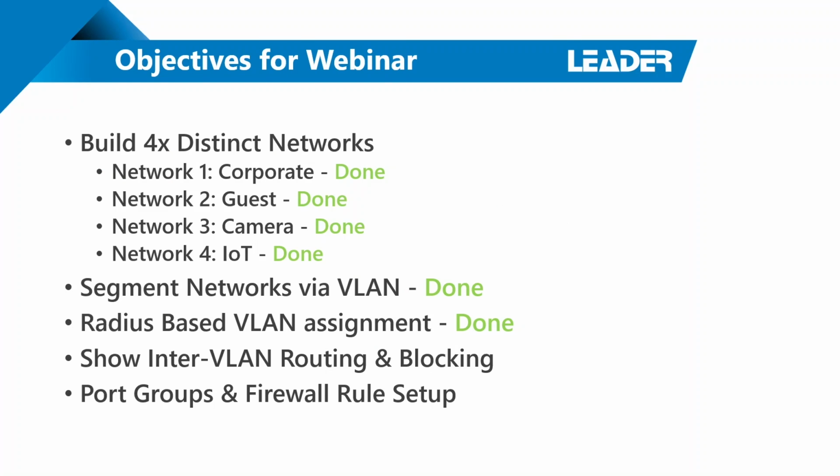So let's assess what we've done. Right now we built 4 distinct networks: a corporate network, a guest network, a camera network, and an IoT network. We have segmented these networks via VLAN. We have set up radius-based VLAN assignment. We've shown that inter-VLAN routing still works because we can hit different gateways even though our devices aren't in them, but we haven't shown blocking just yet. What we're going to show next is how port groups and firewall rule setup would work.